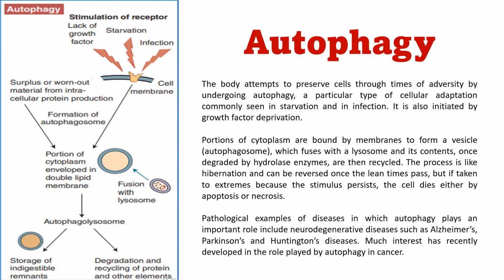Pathological examples of diseases in which autophagy plays an important role include neurodegenerative diseases such as Alzheimer's, Parkinson's and Huntington's disease. Much interest has recently developed in the role played by autophagy in cancer. So this diagram here represents the autophagy process in detail.